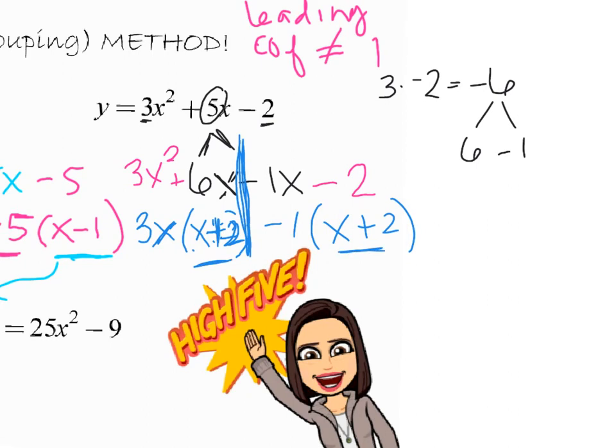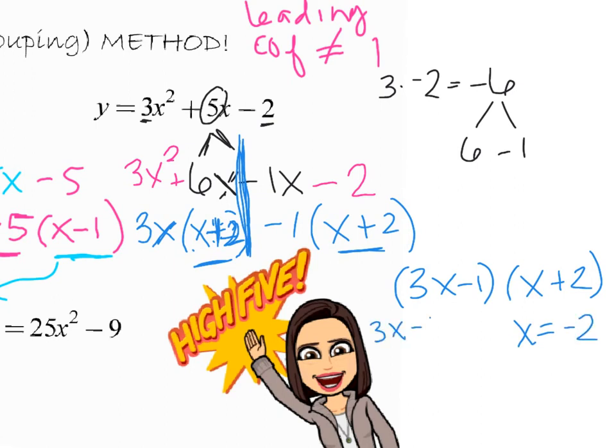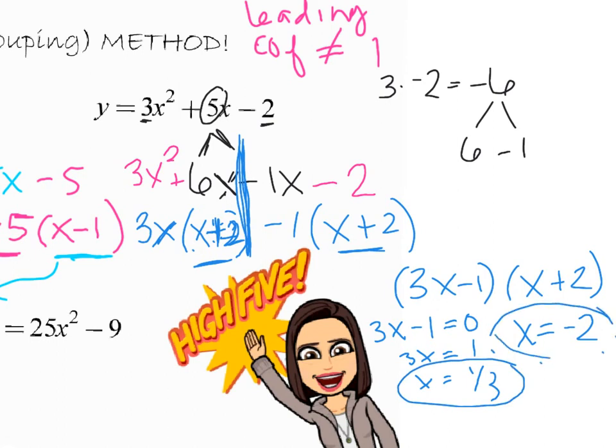Over here, I'm going to write my two factors. One factor is 3x minus 1, and then the other one is x plus 2. When I write my zeros, this one gives me x equals negative 2. This one you might have to show your work. x equals 1/3. So these are my two zeros that came from my AC method of factoring.